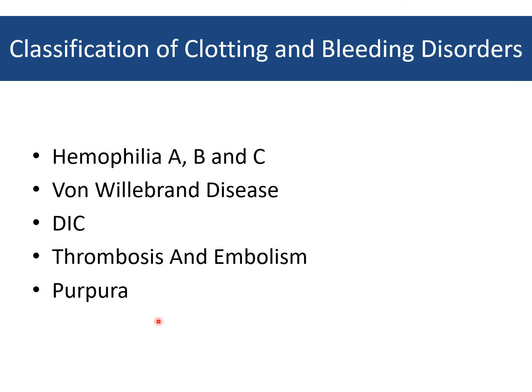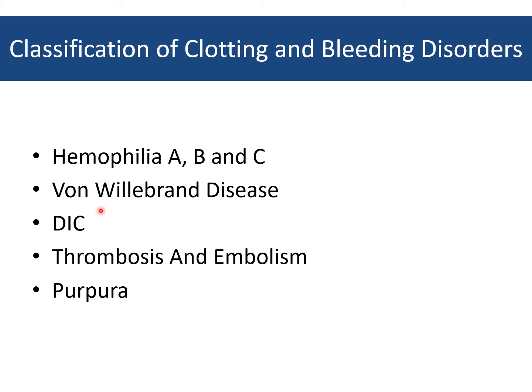Assalamu alaikum. Now that we have covered the hemostasis, primary and secondary, in quite detail within physiological limits, now we can classify the clotting disorders and the bleeding disorders. So we should start with clotting disorders. Main of them are hemophilia A, B and C. बाकी की लिस्ट आपको अगली स्लाइड में दिखाएंगे.